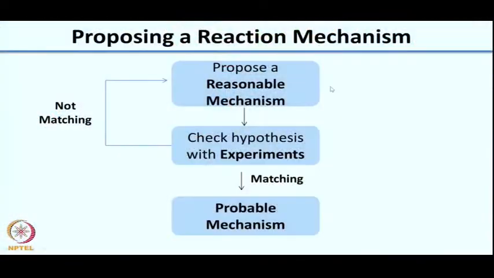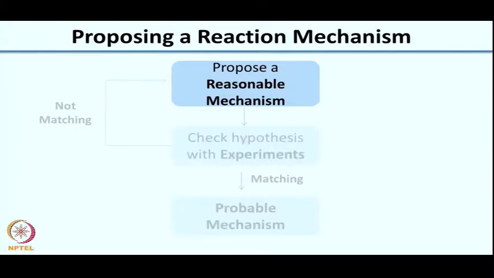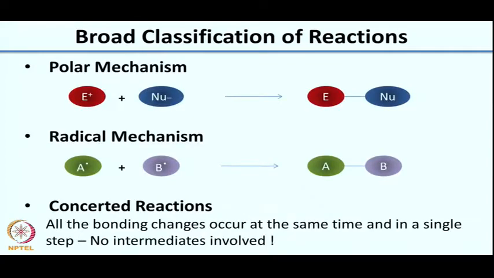So with this, let us start into what we were telling earlier, how you would be able to propose a reasonable mechanism and check the hypothesis with the experiment. So the first part is proposing a reasonable mechanism. Now if I were to broadly classify organic reactions, what you see here on this slide is that I have used a very basic classification of reactions. It is not overly complicated and you will also not see many structures here.